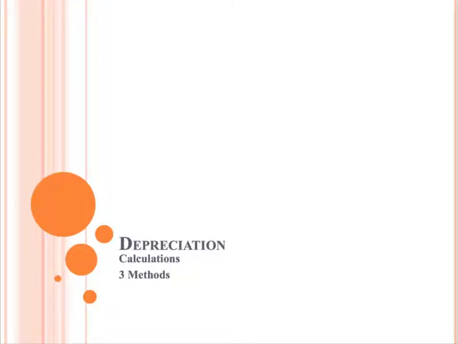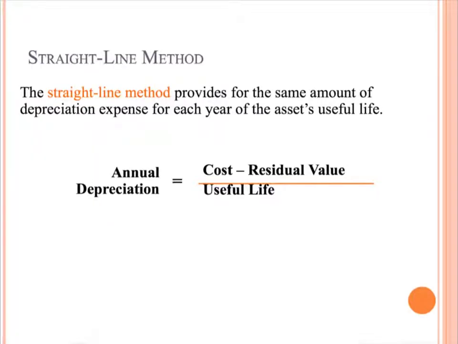This presentation is going to take you through 3 types of depreciation calculations. The first method is straight-line method. The straight-line method provides the same amount of depreciation expense for each year of the asset's useful life. It is calculated by taking the cost minus the residual value and dividing that by the useful life in years.